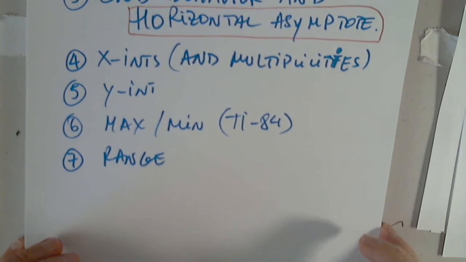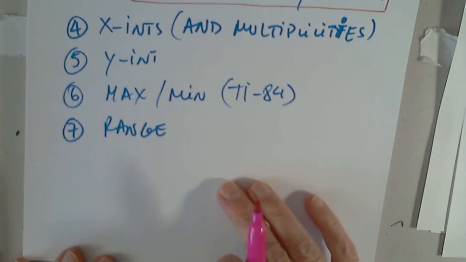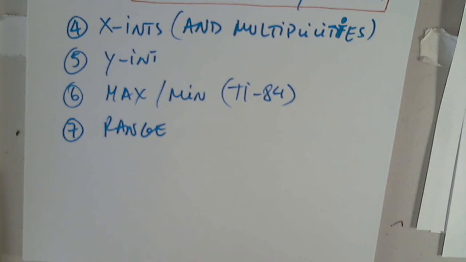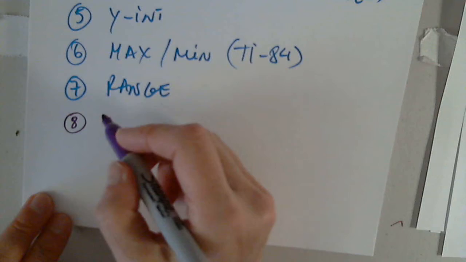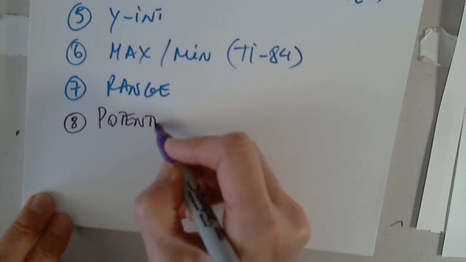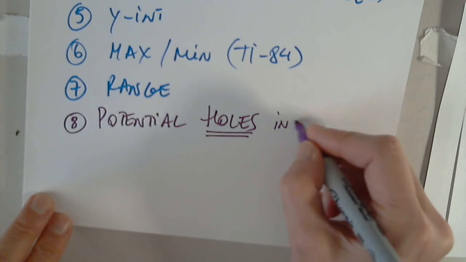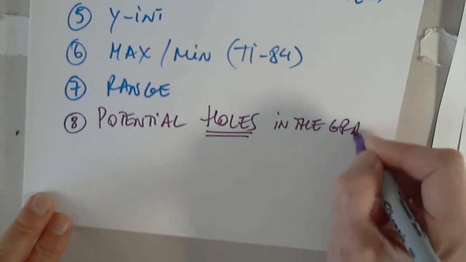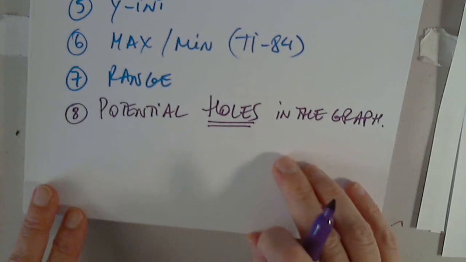Okay. So we have time to, I think, hopefully finish one problem. Maybe I should also mention here, yes, I would like to write that, 8, potential holes in the graph. And we'll talk about that.